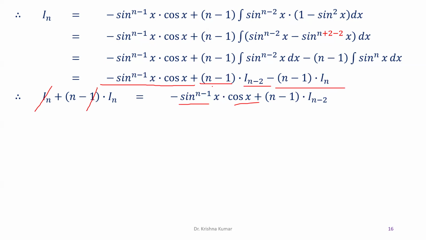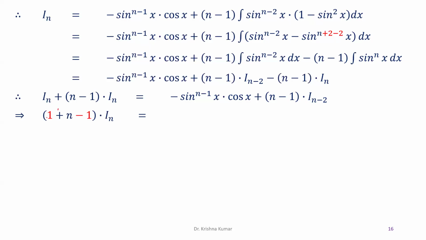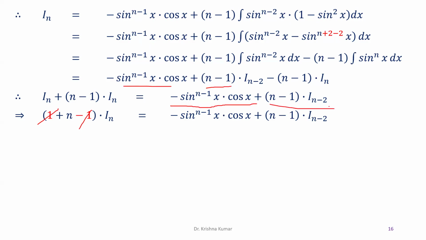So we have only n minus 1 into I_(n minus 2). Now this plus 1 and minus 1 will cancel. On the right hand side, we have minus sine to the power n minus 1 x cos x, plus n minus 1 into I_(n minus 2). This is already transferred to the left hand side, so plus 1 minus 1 will cancel. We have n into I_n, which is equal to minus sine to the power n minus 1 x into cos x plus n minus 1 into I_(n minus 2).